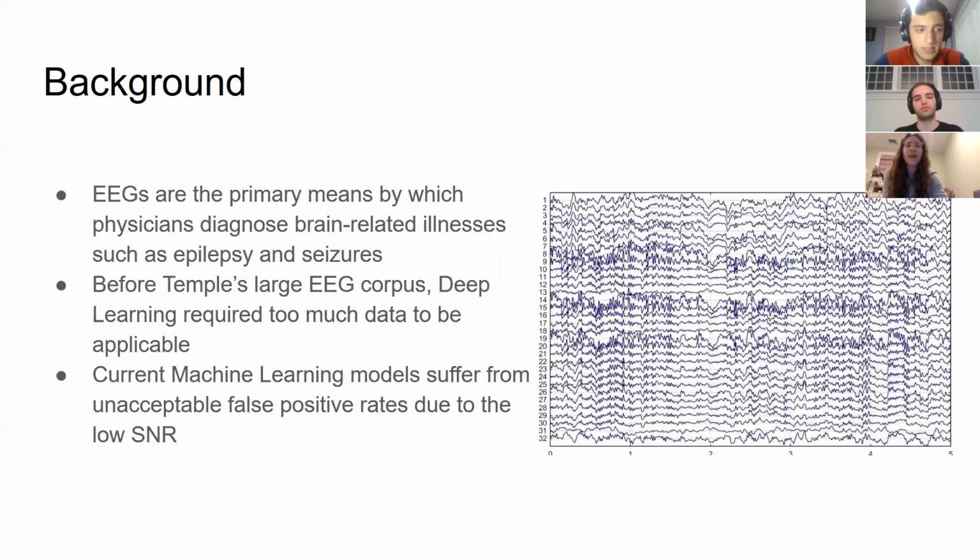The primary way that physicians are able to diagnose brain-related illnesses like epilepsy and seizures is using EEGs. And right now, a doctor has to sit over a computer for many, many hours in order to pick the seizure out of the EEG. So there's a real need to automate this process. However, before Temple released their corpus, there was not enough data in order to apply deep learning. But now that they've released their corpus, it's possible to do so.